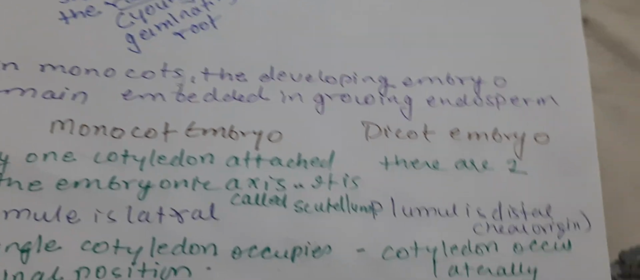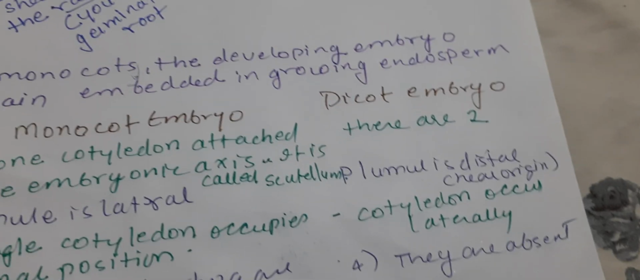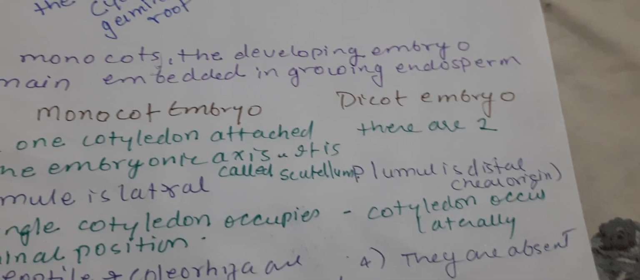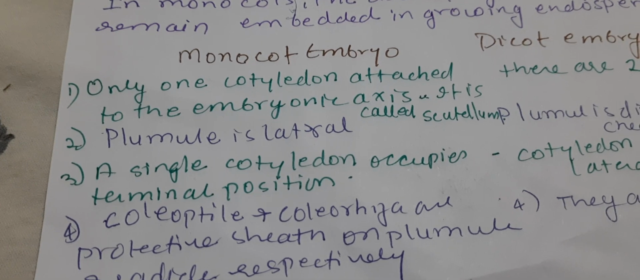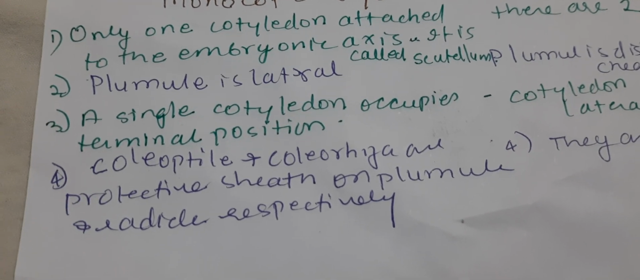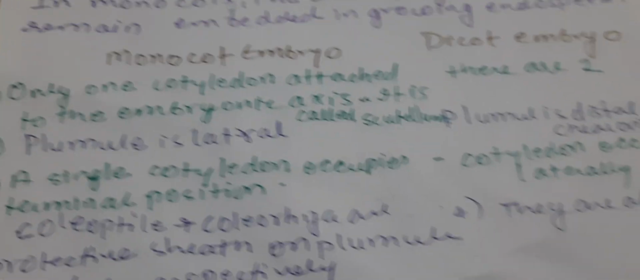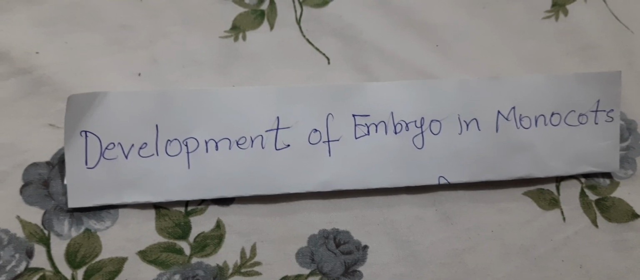Here the plumule is placed in a lateral position, that is, on the side, whereas in case of dicot it is terminal. In monocot, a single cotyledon occupies the lateral position, we have already discussed. Coleoptile and coleorhiza are present in case of monocot, whereas they are absent in case of dicot. So this is a brief story of development of embryo in monocots. Thank you.